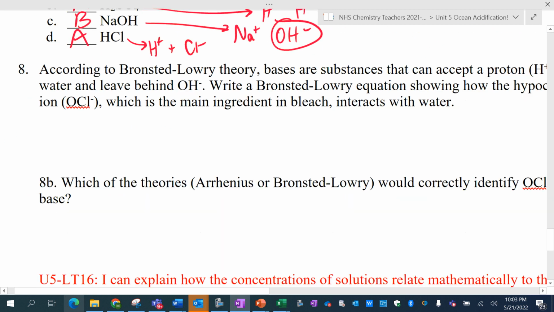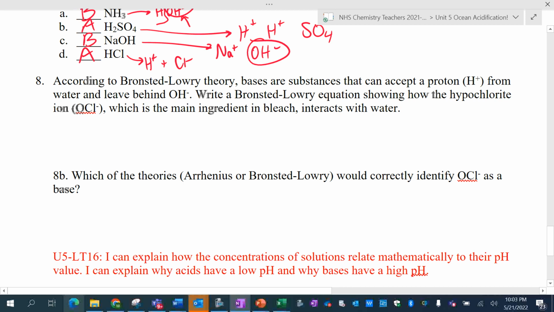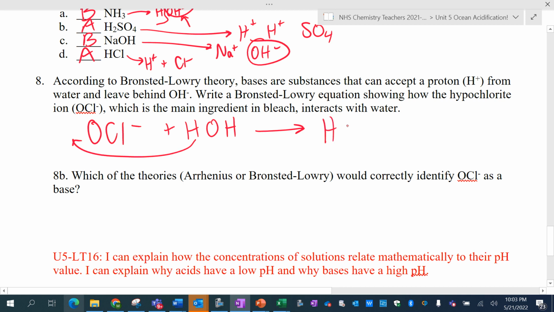According to Bronsted-Lowry theory, bases are substances that can accept a proton from water and leave behind an OH minus. Write an equation showing how the hypochlorite ion, which is the main ingredient in bleach, interacts with water. So we've got OCl minus, and I'm going to write out H2O as HOH. Bases accept a hydrogen, so this will be HOCl plus OH minus. That's how we know it's a base.